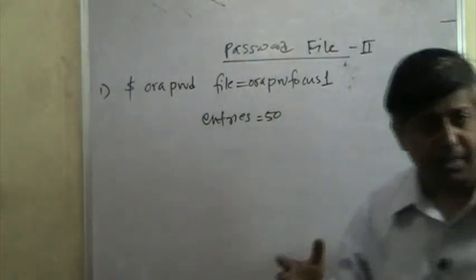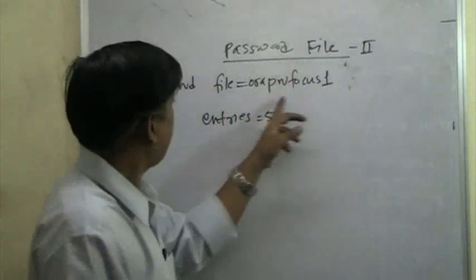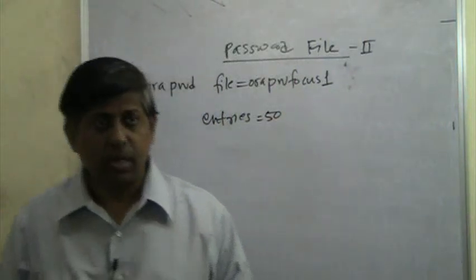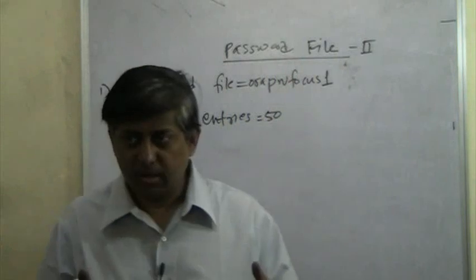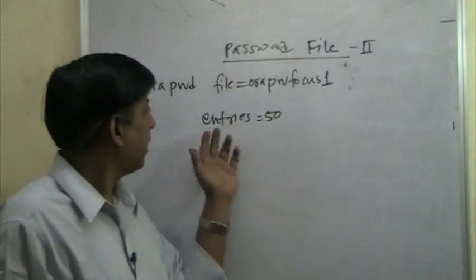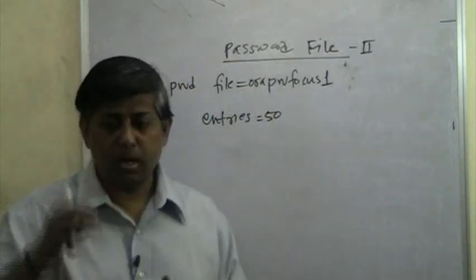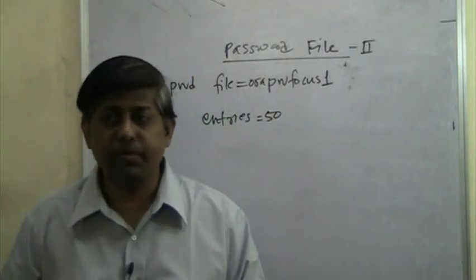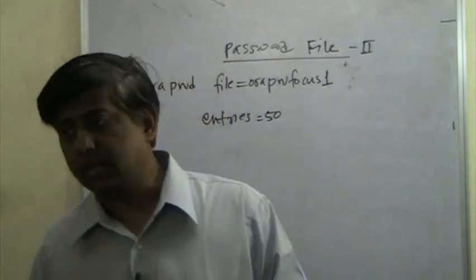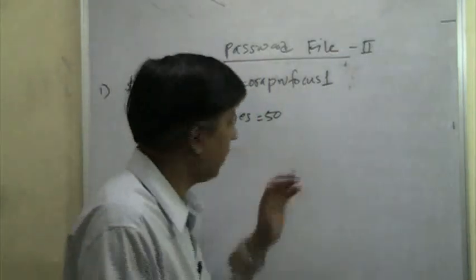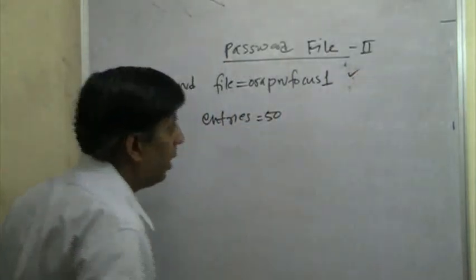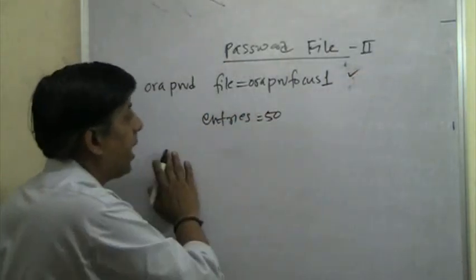A new file will get created whose name is ORAPW plus the instance name. It will get created inside the DBS directory, and it will be a blank file with a certain format inside. It's a binary file, and it can accept not more than 50 different entries. 50 different entries means 50 different login IDs and their passwords. So we can give that information also there, but this much of command is enough. Once this file is created, it is blank at this time.